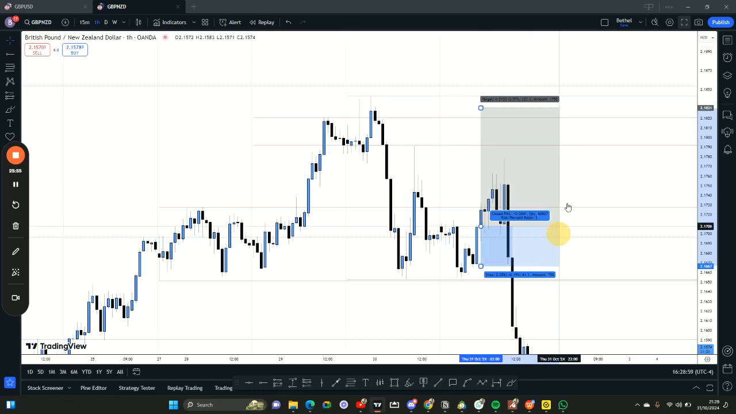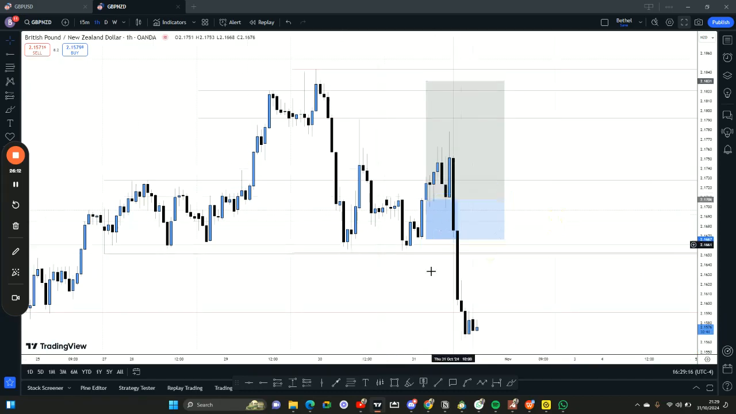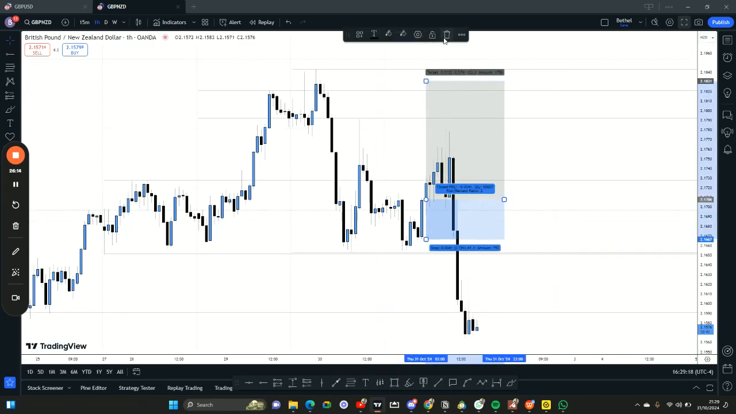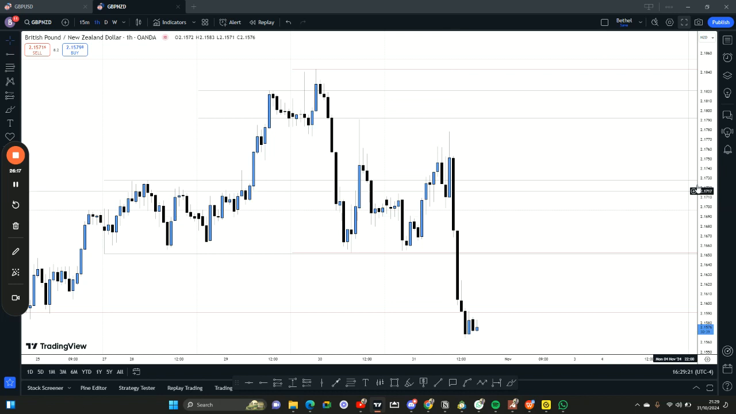Okay, 1 to 3. So now you can see the price gave us this move. It moves from here, gave us some profits, and then all of a sudden price just collapsed, right? It just collapsed and took us out. So this one is going to be a loss.